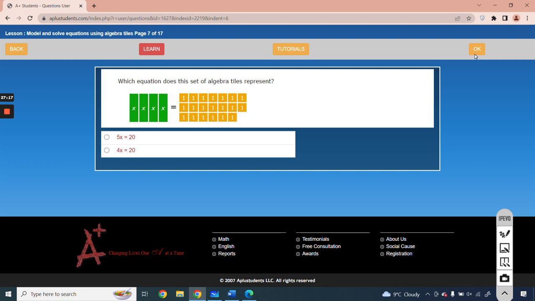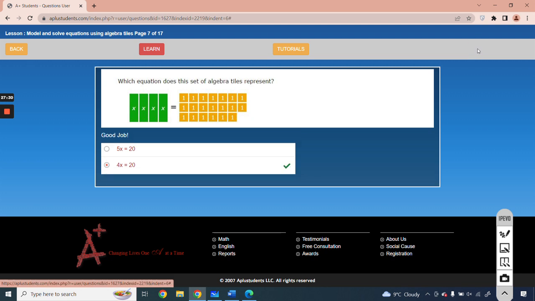Yes, that is 4x equals 20. Option number 2 is the correct option. Got it? Just select the correct option and click on the OK button.